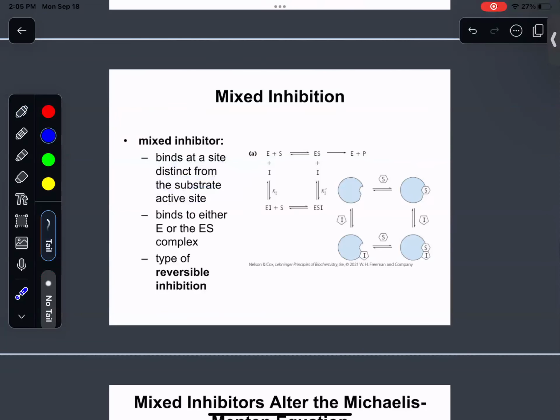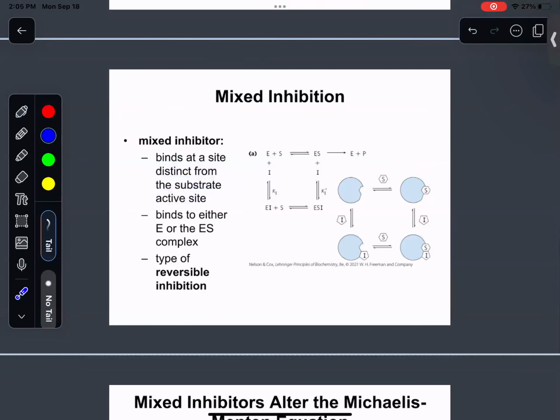Didn't we say earlier that the inhibitor binds to E, and the enzyme substrate complex, and the KDs are different? I'm sorry, could you just elaborate? I'm not sure what you're asking.